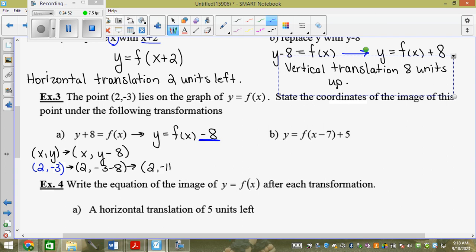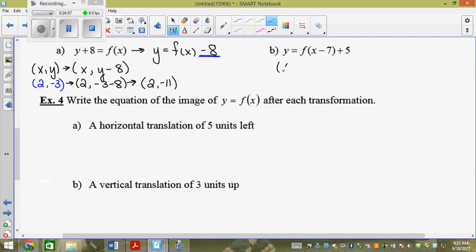You try B. (x, y) becomes x. Now I'm moving 7 to the what? Horizontal translation, 7 units to the right, so I add 7. And a vertical translation, 5 units up, so I move positive 5. So I get (2, -3) becomes (2 + 7, -3 + 5), which becomes (9, 2).